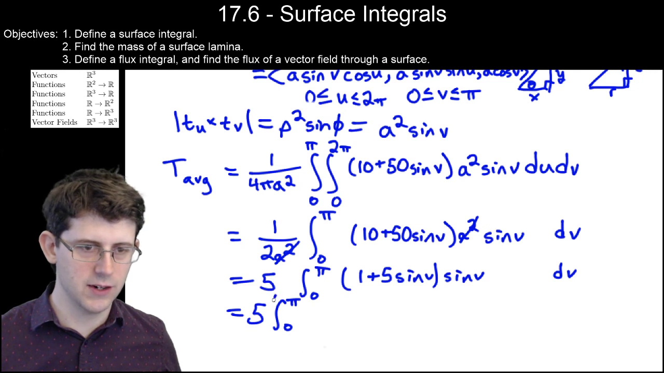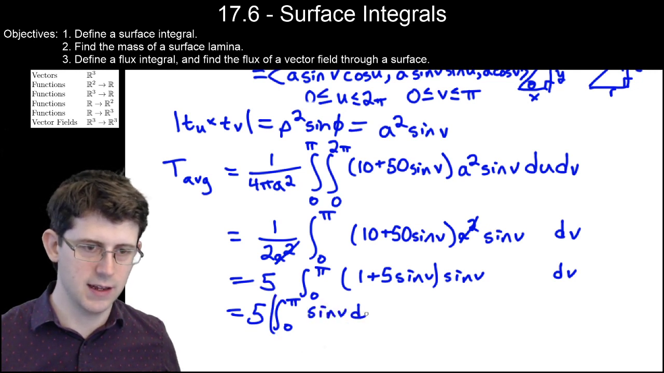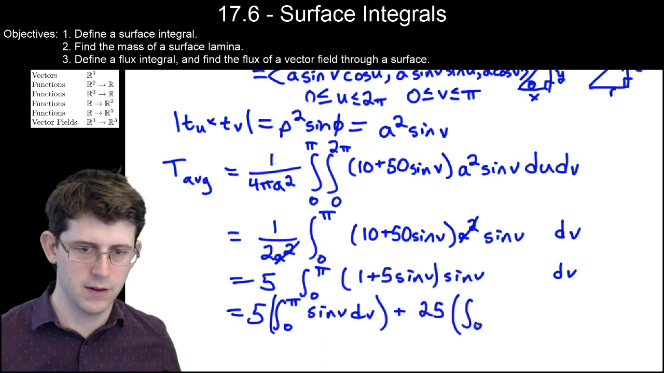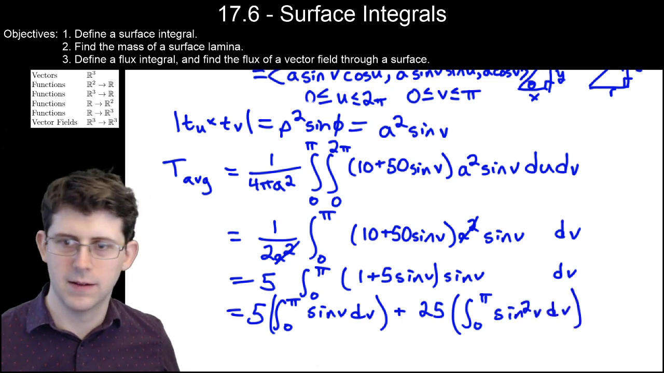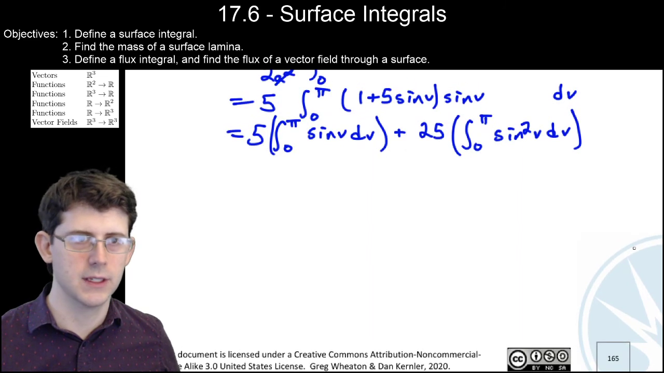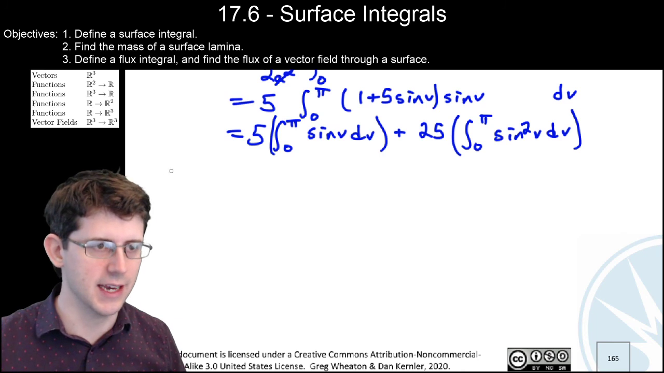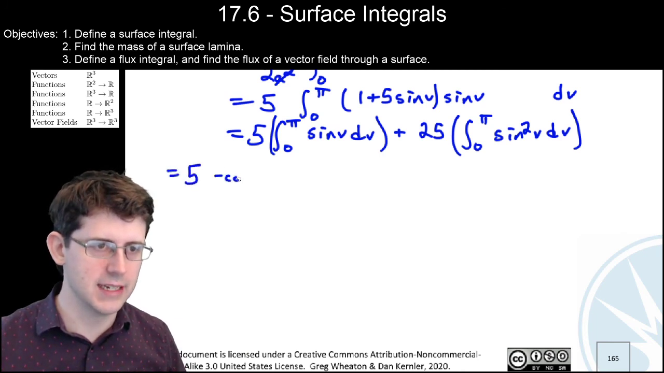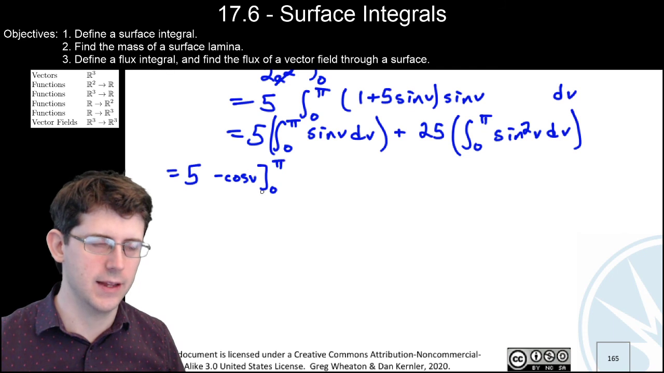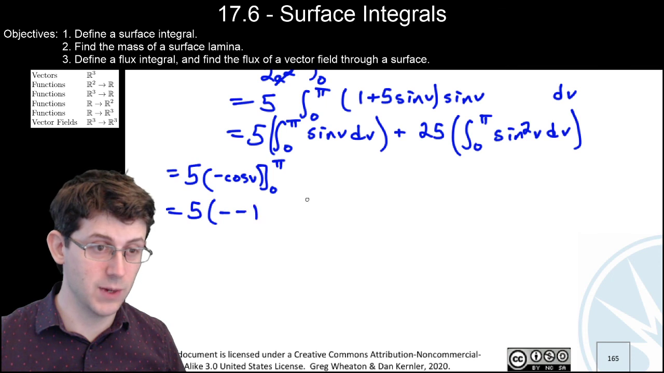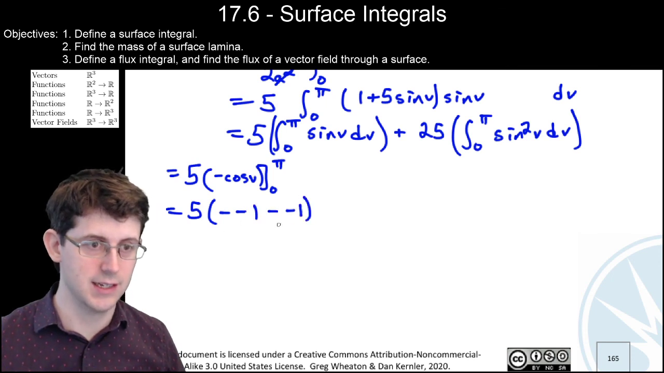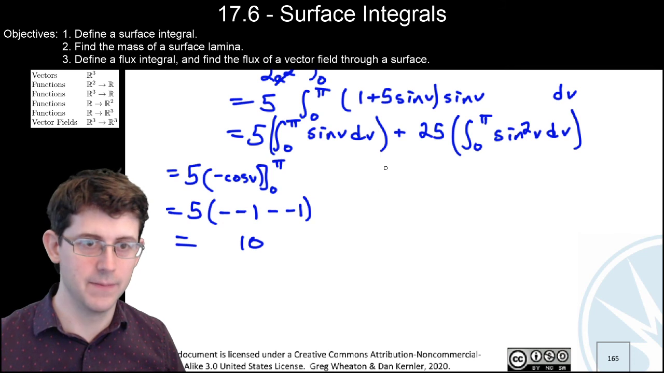5 integral of just sine v, and then 25 integral of sine squared v. Let's finish this. The integral of sine v from 0 to pi, I feel like it's 2 or something. Let's just get it. So this is going to be minus cosine v from 0 to pi. That's 5 times minus 1 minus 1. Yeah, it was 2. So this part comes out to 10.